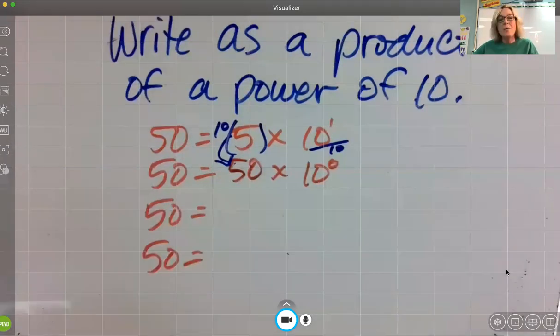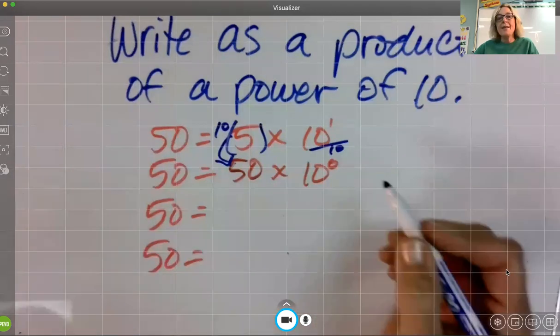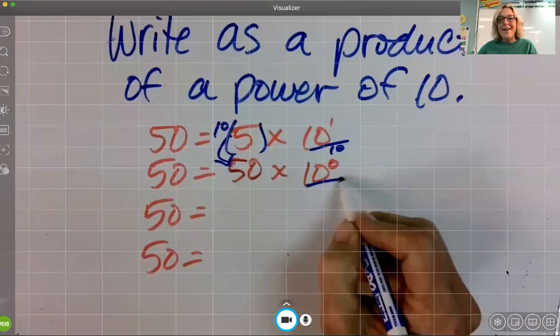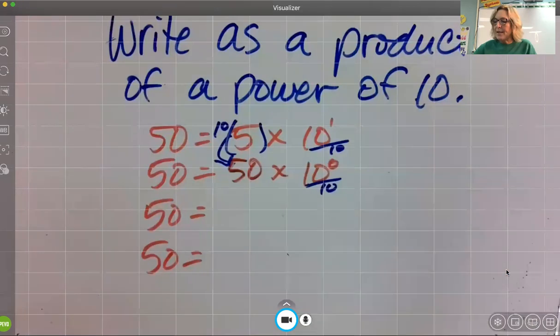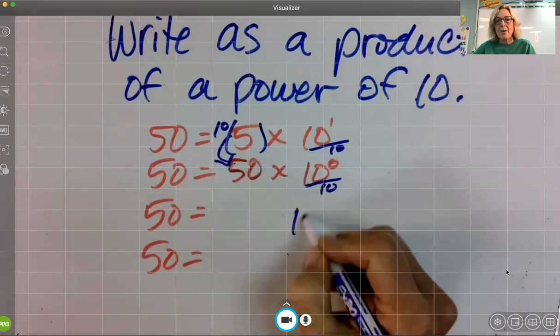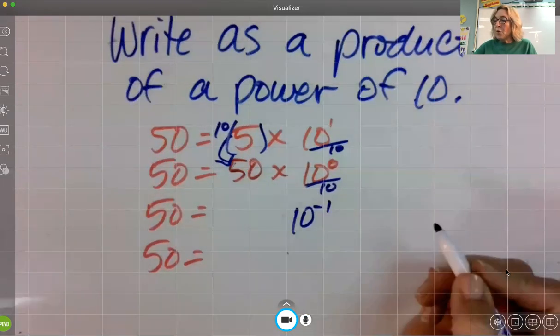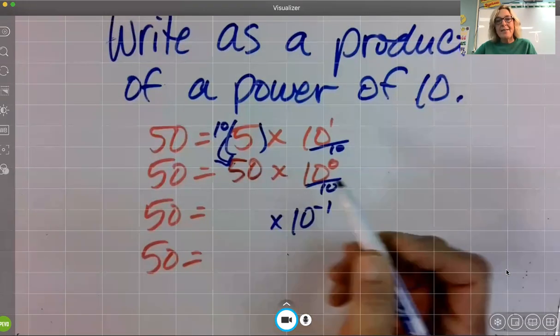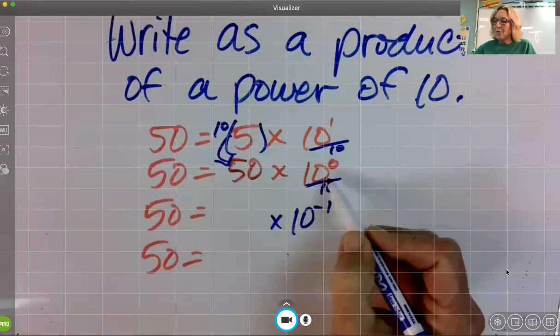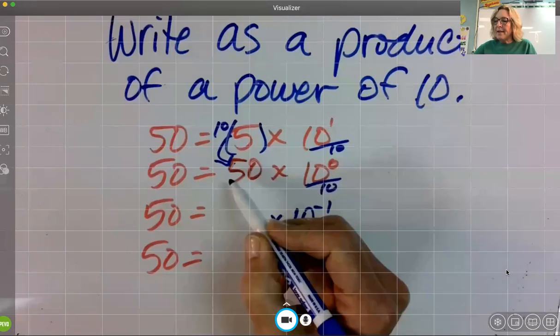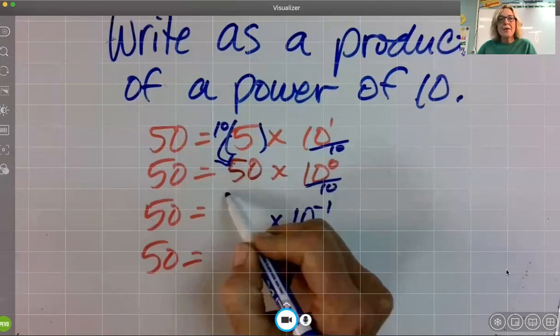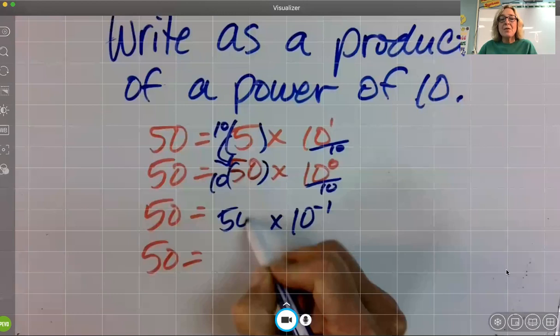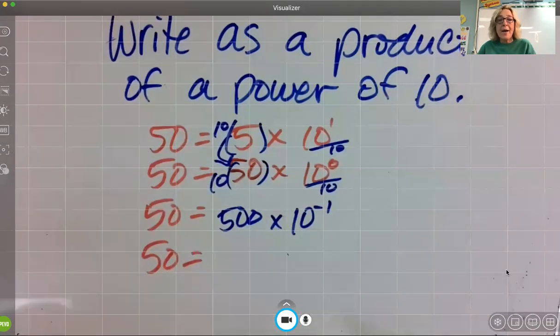Okay, so let's do the same thing now. What if we started with 10 to the 0 and we divided that by 10? Again, following that pattern of reducing the exponent, that would tell us it would be 10 to the negative first power. And then if we're going to divide that factor by 10, then we need to multiply the other factor by 10. And 50 times 10 is 500. So 500 times 10 to the negative first power still gives us a product of 50.